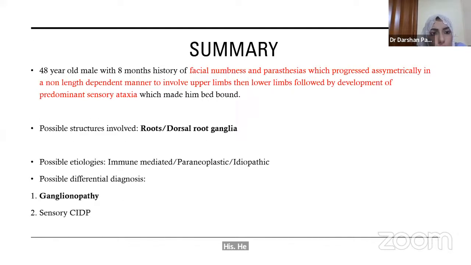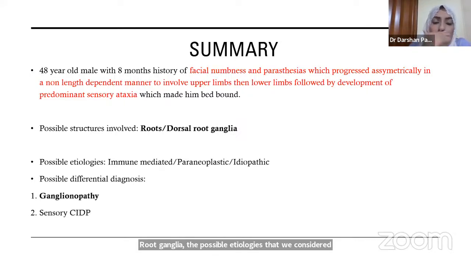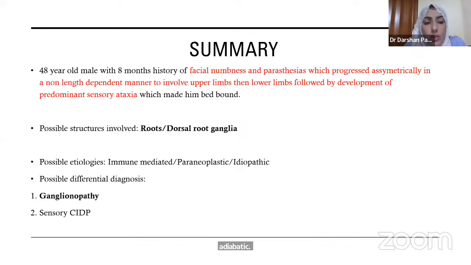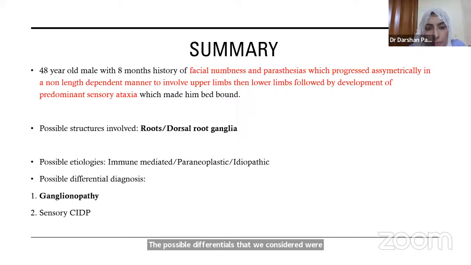To summarize, he's a 48-year-old male with a chronic 8-month history of facial numbness and paresthesias, which progressed asymmetrically in a non-length dependent pattern to involve all 4 limbs, followed by development of predominant sensory ataxia. At this level, the possible structures involved are either the roots or the dorsal root ganglia. The possible etiologies that we considered are an immune-mediated process, a paraneoplastic condition, or idiopathic. The possible differentials were sensory ganglionopathy or a sensory CIDP.